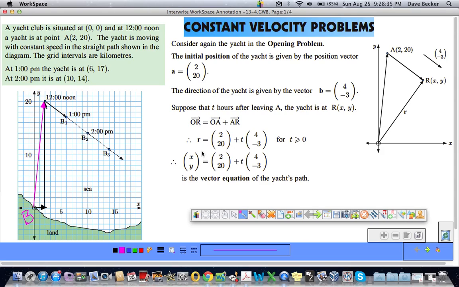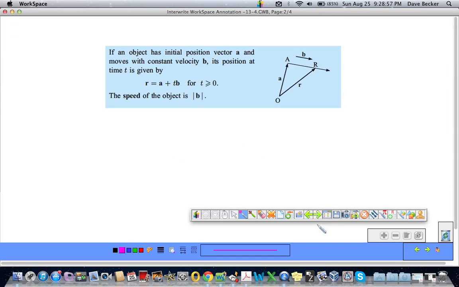Just replacing with what we know, the resultant vector R equals the position vector (2, 20) plus the time t multiplied by the direction (4, -3), t greater than or equal to 0. Then we can replace the R with (x, y). Both of these are vector equations of the yacht's path. And that's summed up nicely here.